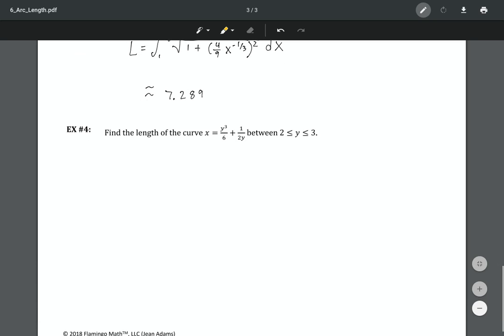Now, in example number 4, we are not going to use the calculator, so it's going to take just a little bit longer. So let's see, in this case, the only difference is that this is an x function, all right? So all this stuff is related to y, which is fine. You're going to take the derivative as you normally would. So this is x prime is equal to, let's see, if I bring the 3 down, that would be 3y squared over 6, or 1/2 y squared. And on this side, I would have 1/2. 1/2 is just a constant, right? So FYI, this is 1/2.